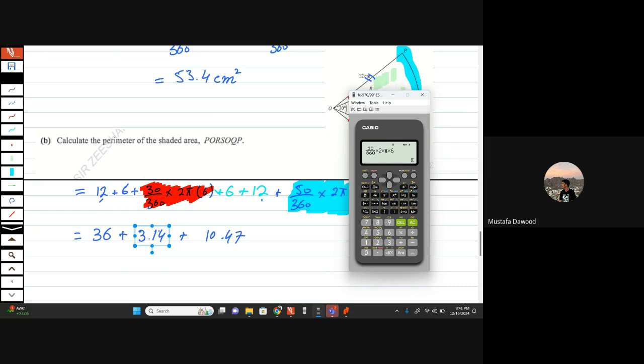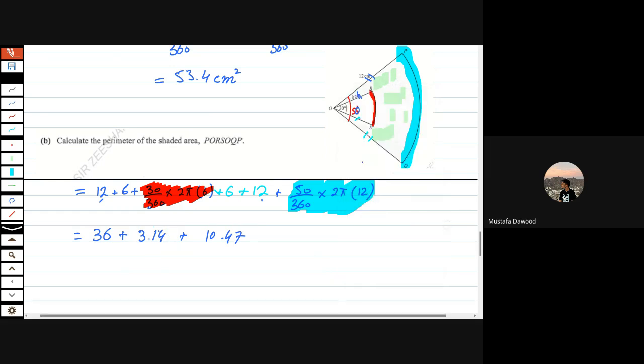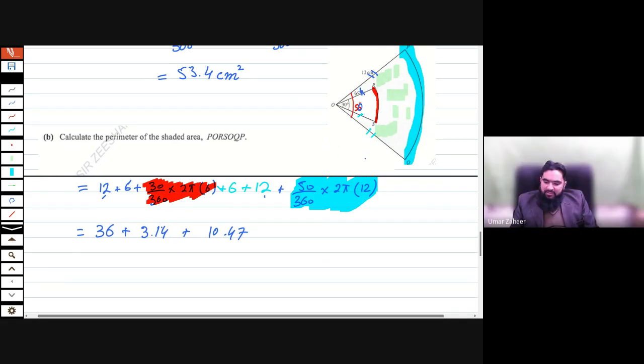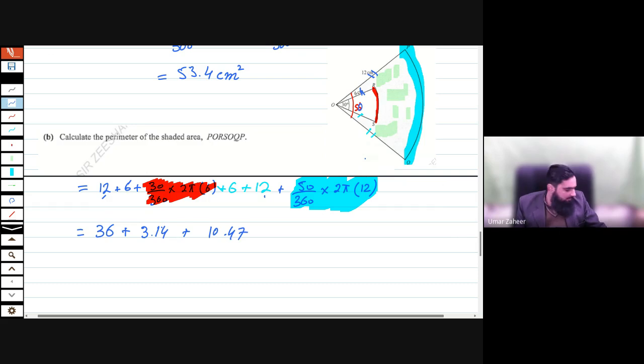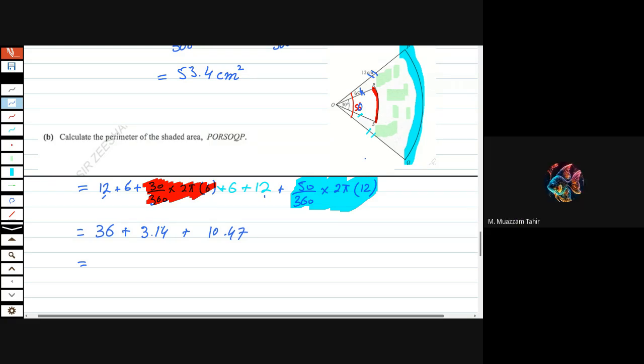Look here, it is not our final answer. Normally you round off your final answer up to 2 decimal places, but obviously it is not our final answer, so you have to round off up to 3 decimal places. So please add them. That will be equal to 49.6.